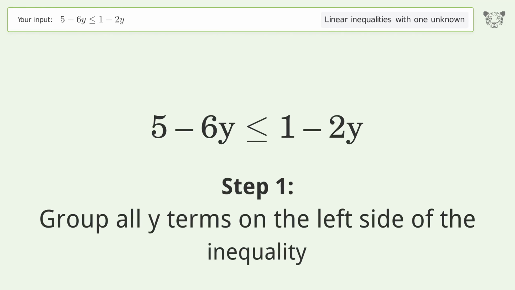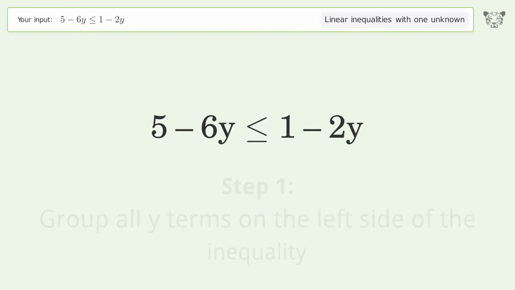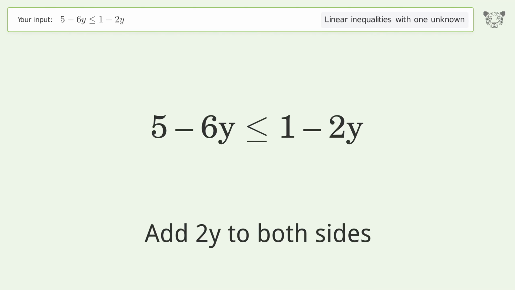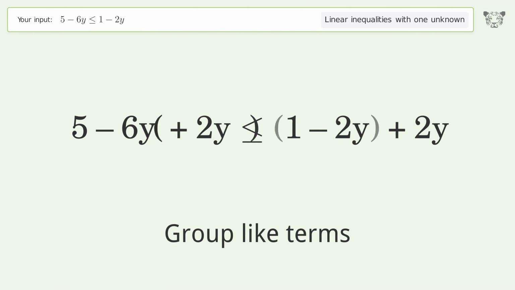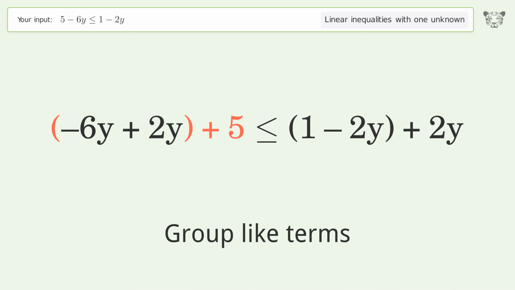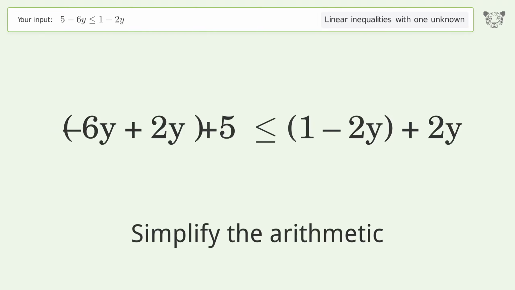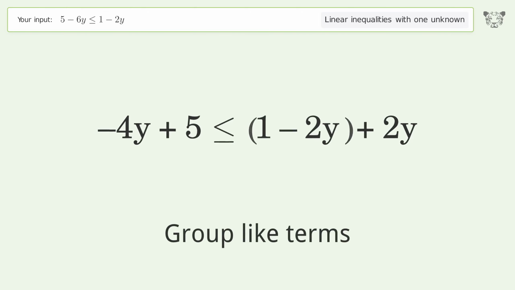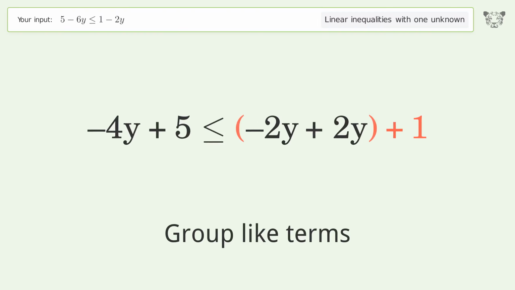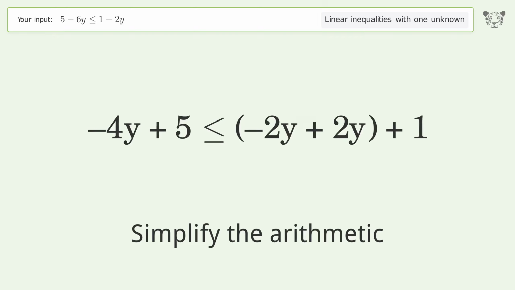Group all y terms on the left side of the inequality. Add 2y to both sides. Group like terms. Simplify the arithmetic. Group like terms. Simplify the arithmetic.